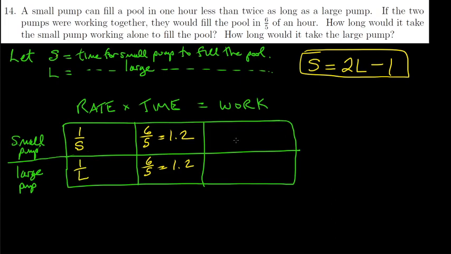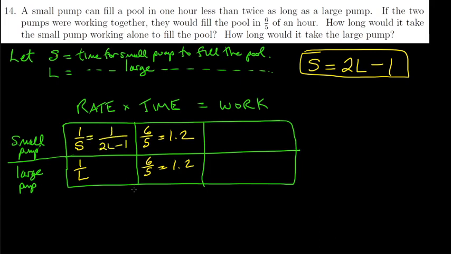Okay? So that's the rate, not the time. But remember, S is equal to 2L minus 1. Let me try that again. My pen's not working again. Okay, so let's try that. S is 2L minus 1.